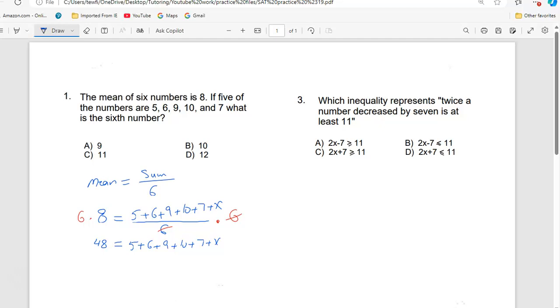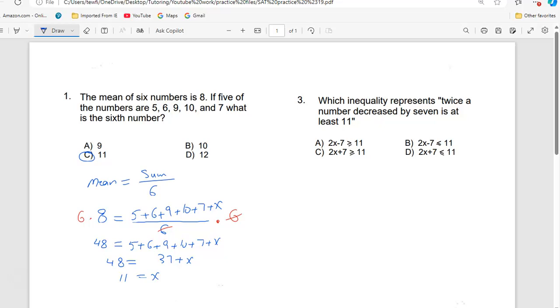So if you simplify, you add 5 plus 6 is 11, 20, 30, 37. You can use a calculator to make sure you don't make any mistakes. And you subtract 37 from 48, you're going to get 11, so x equals 11. That's what we're looking for. So the answer should be C.